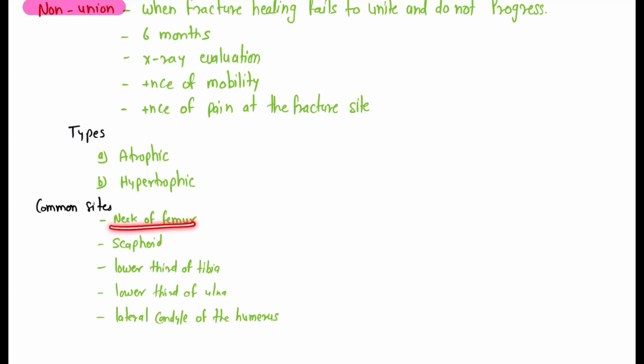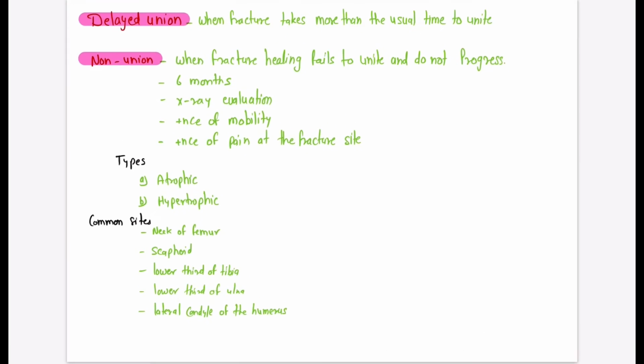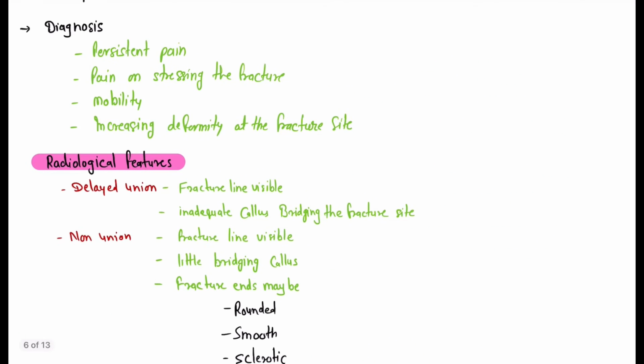These are the neck of femur, scaphoid, lower third of tibia, lower third of ulna, and lateral condyle of the humerus. These are some common sites for non-union, where if a fracture occurs, it is likely to go into non-union. So next we have consequences.